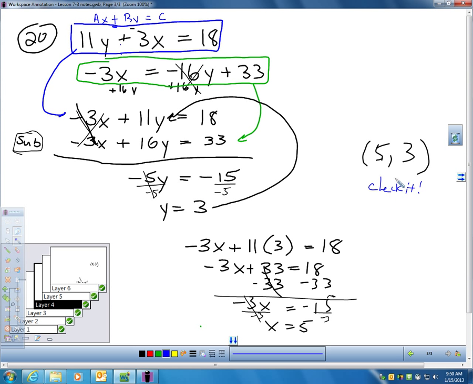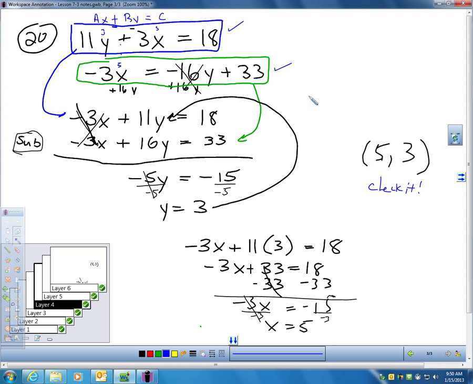All right, so I want to check 5, 3. If I plug in 5 here and 3 here, do I get 18? Well, I get 33 plus negative 15. That is 18. That works. Let's try it here. If I plug in 5 here, I get negative 15. And if I plug in 3 here, I get negative 48 plus 33. That's negative 15 also, so it checks here too.